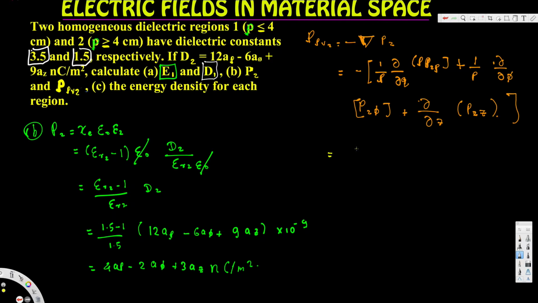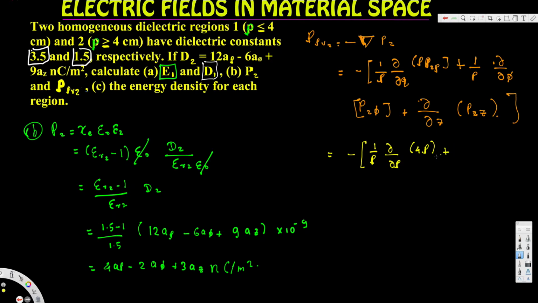So this is going to be what we have, negative 1 over rho partial derivative of rho, and the rho component is 4 a rho. So this is going to be just 4 rho, because this is multiplied by rho. P2 rho is 4, and since it's multiplying by rho, we just have to multiply like this.